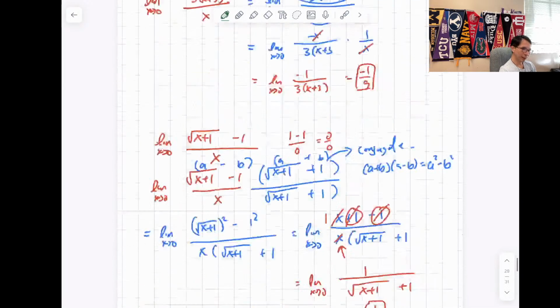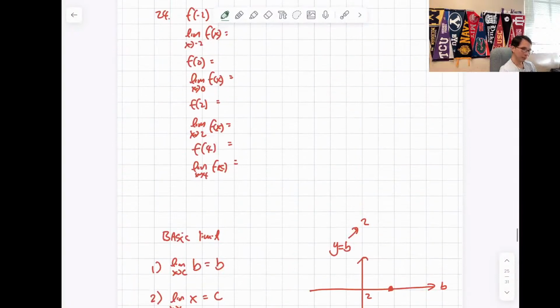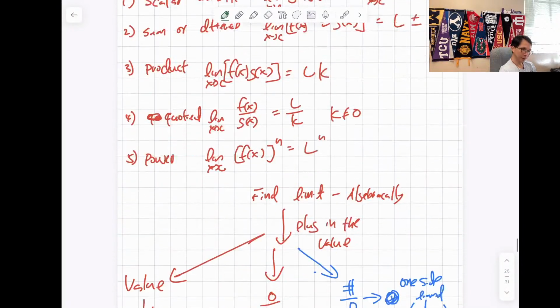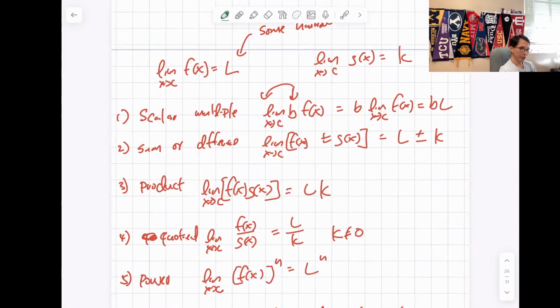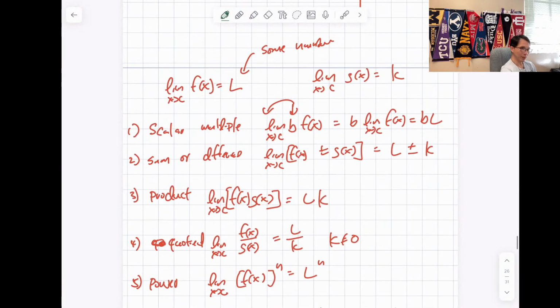Okay, let's go back. Where did it go? Okay, this. I didn't want to rewrite it again, but I wrote it last period. I'm just going to go through it.